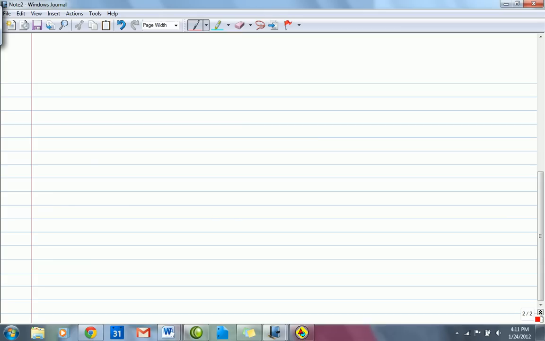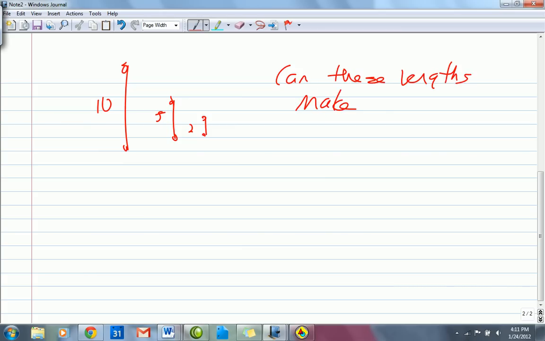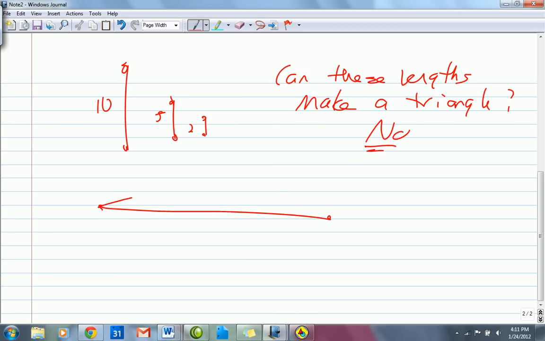Let's suppose we had 3 sticks, and one was of length 10, and one was of length 5, and one was of length 2. Can those make a triangle? And the answer is no, right? And here's why. Here's our 10, and here's our little 5, and here's our little 2. Okay? No matter how much you swing these inward, these two guys are just too short.